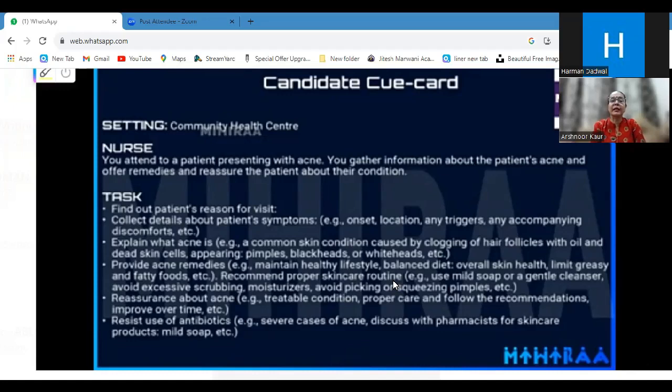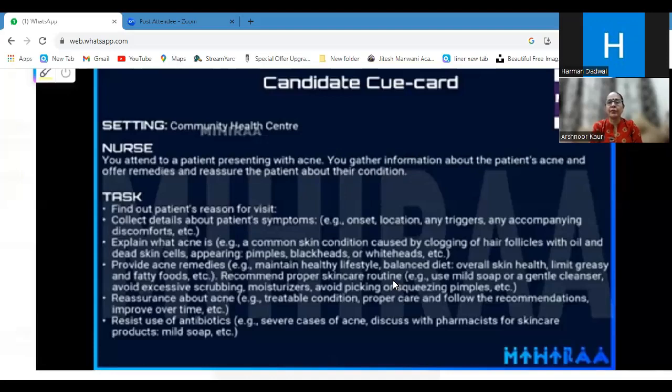Do not use greasy things, for example, cakes, pastries, or anything where oil or cream is there. Then third, avoid eating fried food. Then the second part is healthy lifestyle. Healthy lifestyle means eat nutritious food and do some exercise. Do not keep on lying on the bed all the time and applying different types of creams on your face. Then it is balanced diet.